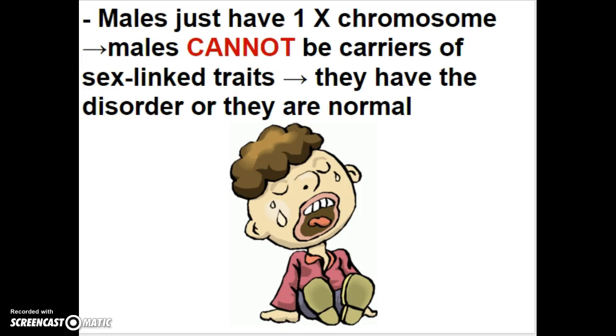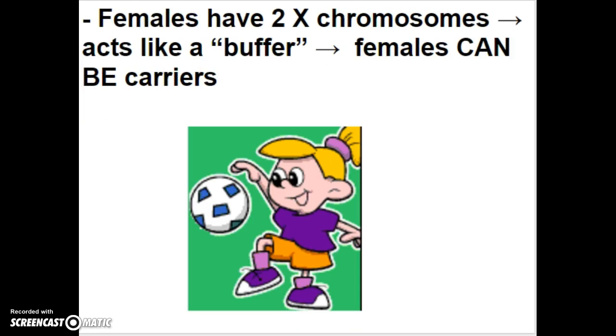If they happen to receive a copy of an X from their mother that has a marker for a certain trait or disorder, then that male will automatically have that trait or disorder. Females, however, because there are two X chromosomes there, the second X chromosome can act like a buffer. So females can be carriers of sex-linked traits.